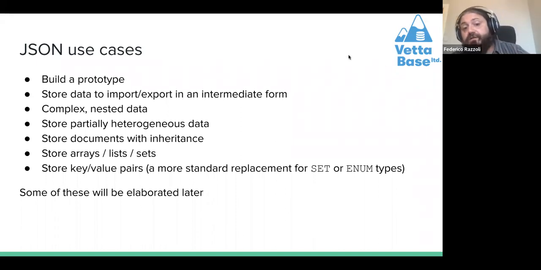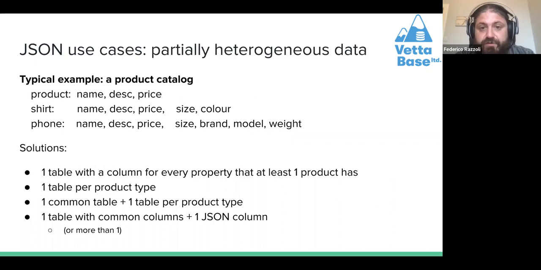Okay. If you know the set or enum types, they are kind of obsolete. They only exist in MariaDB and MySQL. So using a JSON object instead could be a good idea. Okay, so let's see an example.